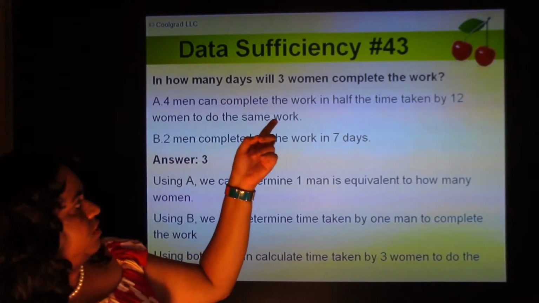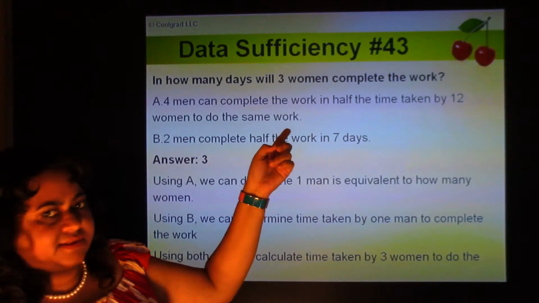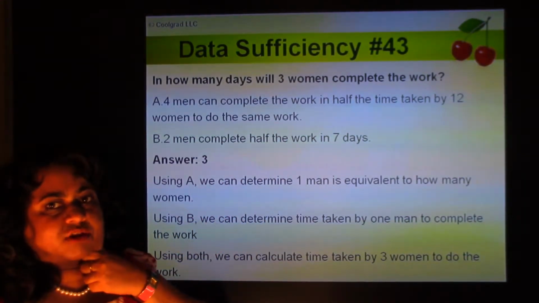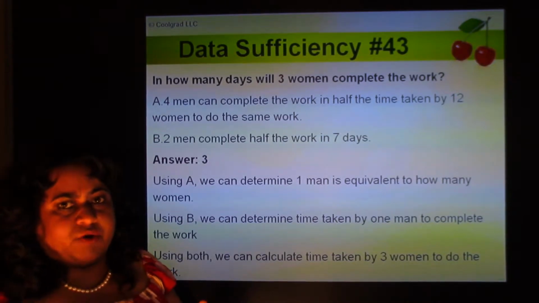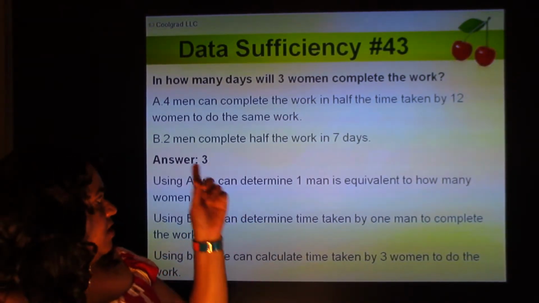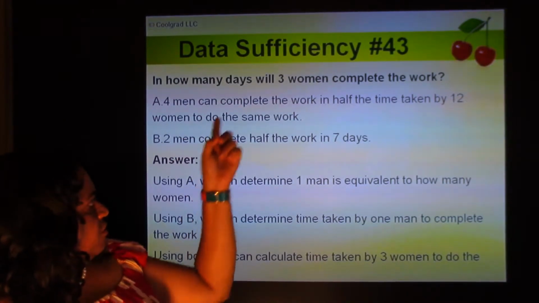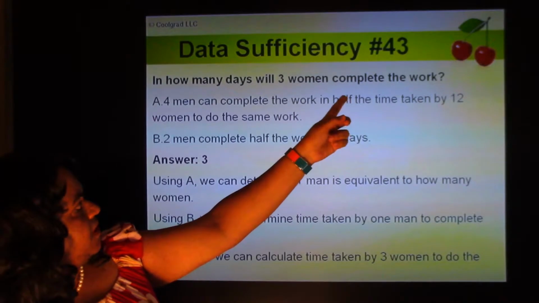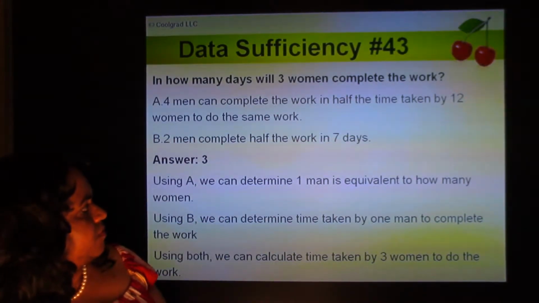Or 1 man can do the same work, takes the same time as 3 by 2 women. For doing the same amount of work, you can either use 1 man or 3 by 2 women. So that's what it means. But it's not enough to say in how many days 3 women will complete the work.